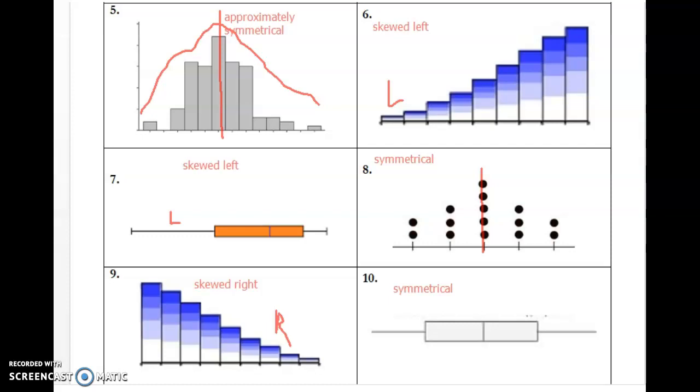And that is going to do it. You either have symmetrical, left and right are the same. There's either a tail on the left, a tail on the right, or it's almost symmetrical. It goes up on one side, down on one side. They're close to being symmetrical.